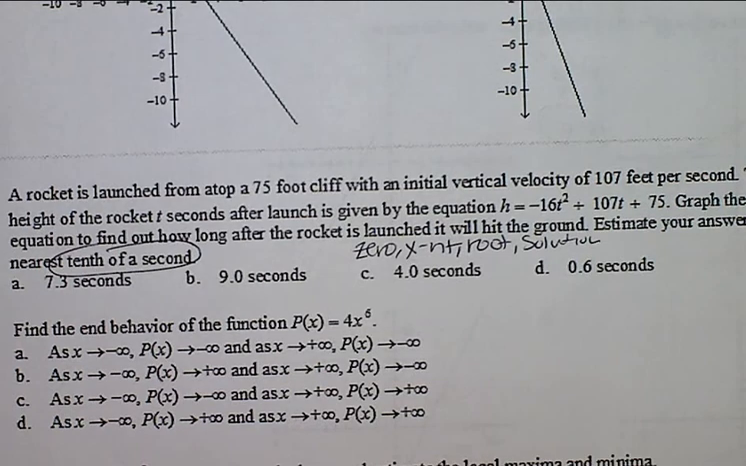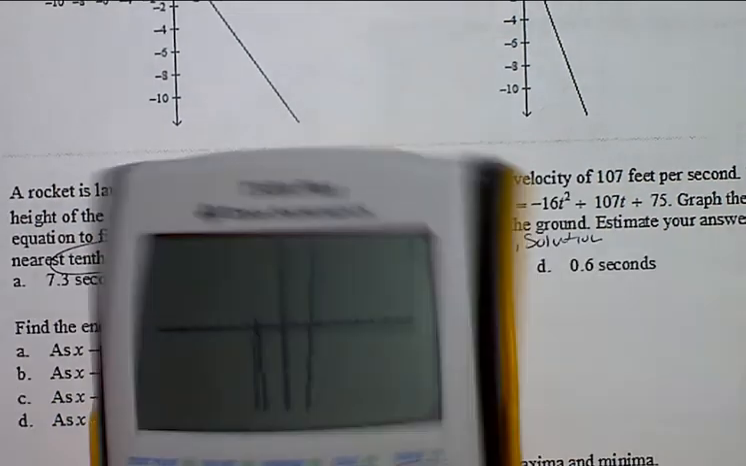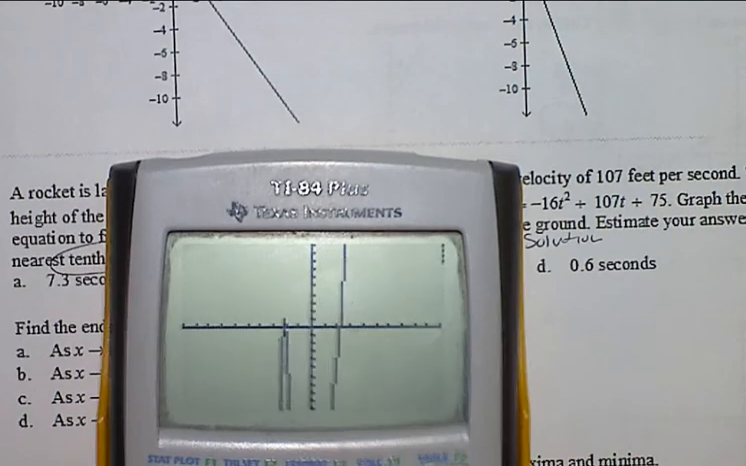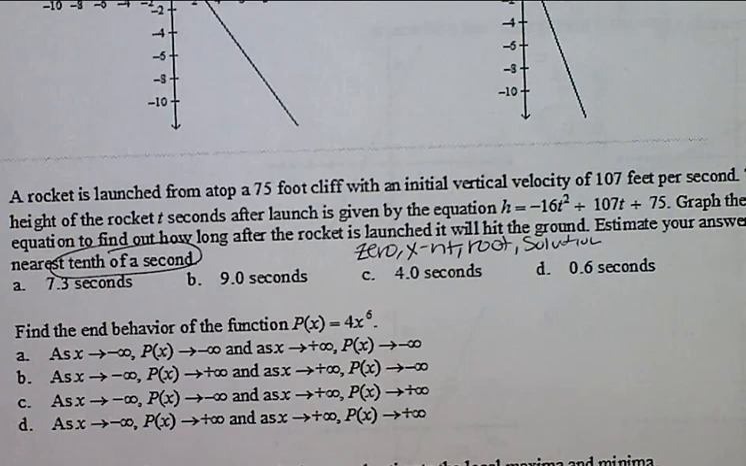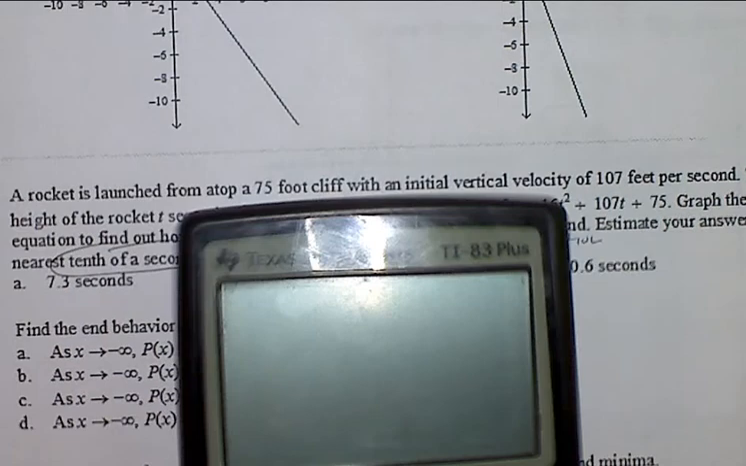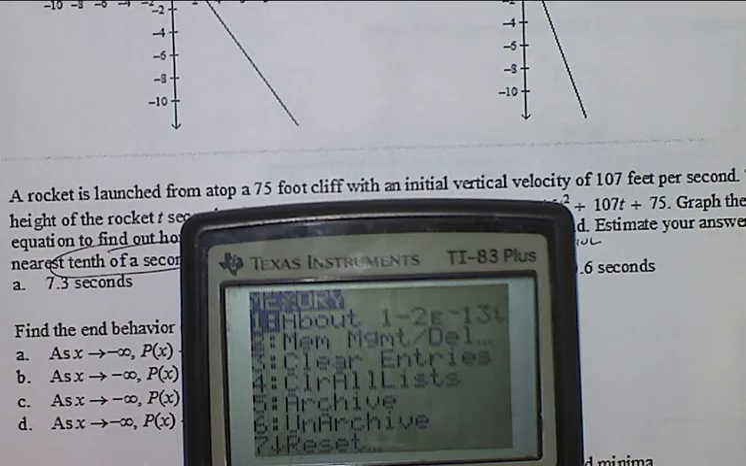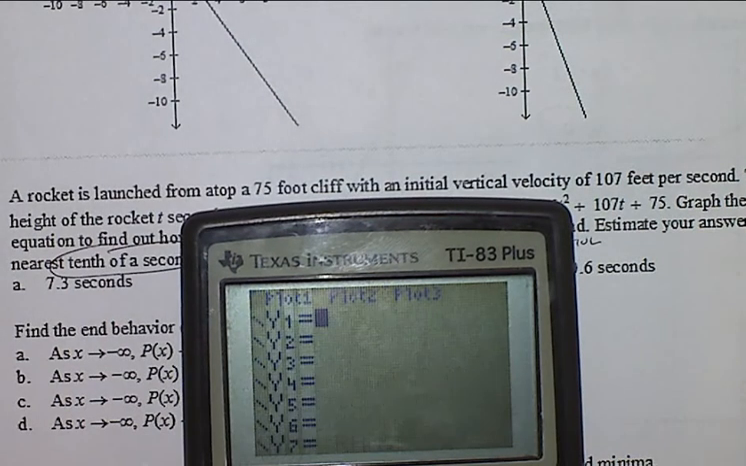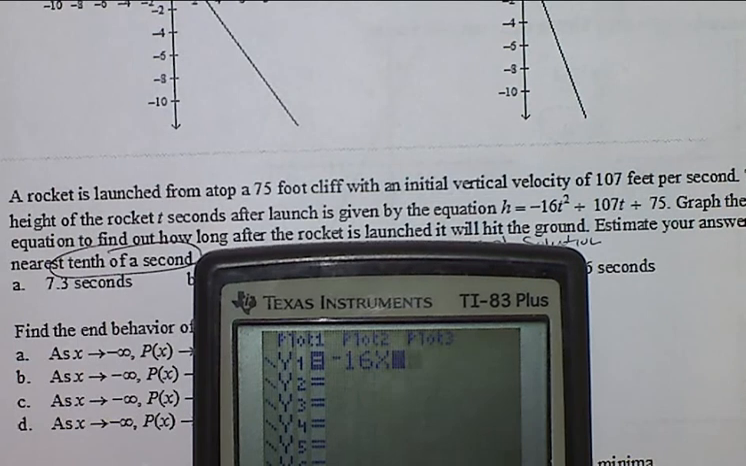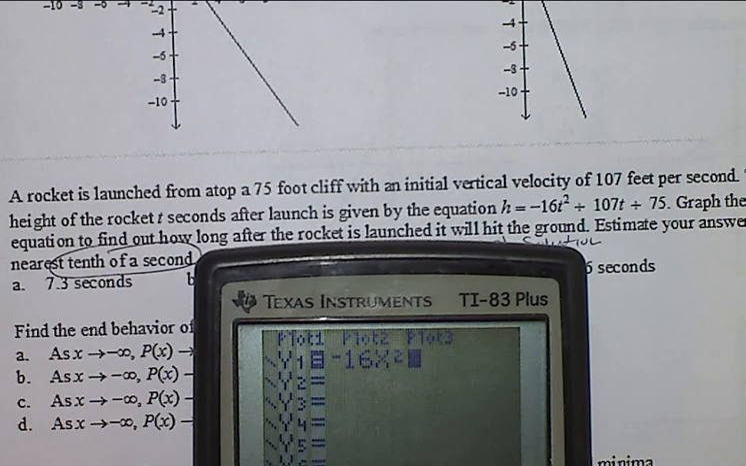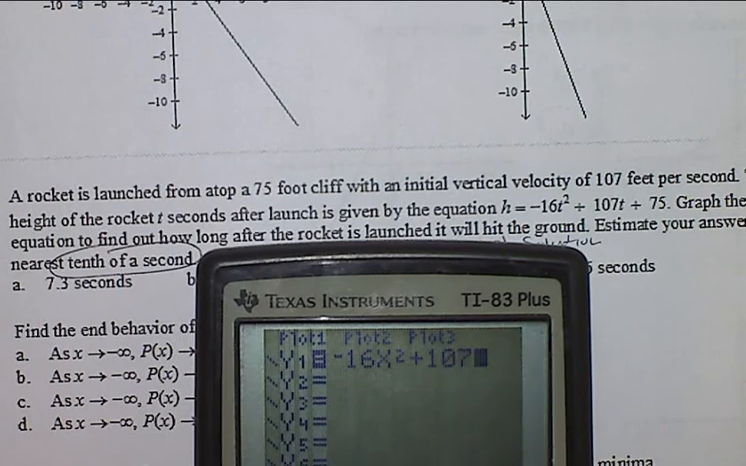So let's do second plus 7, 1, 2. Mine seems to be stuck. Let me grab a different calculator. We're going to go to y equals. I'm going to plug in the equation, -16. I'll replace the t with an x plus 107x plus 75.